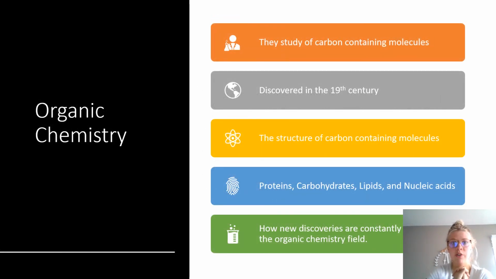Today on organic chemistry, we've gone over how organic chemistry is the study of carbon-containing molecules, how organic chemistry was discovered in the 19th century, how carbon is structured, how proteins are structured, different types of carbohydrates, lipids, which are your saturated and unsaturated, and then carbs, which are your monosaccharides, disaccharides, and polysaccharides, and then nucleic acids, which are our DNA and RNA, in addition to how new discoveries are constantly being made in the organic chemistry field.